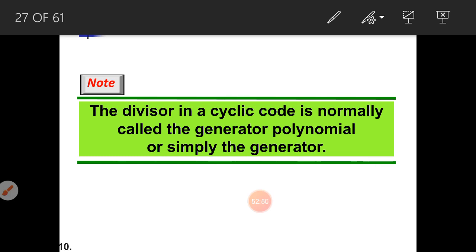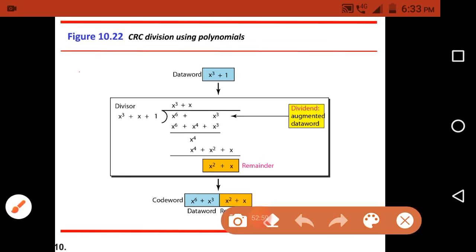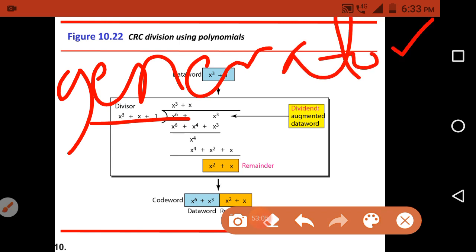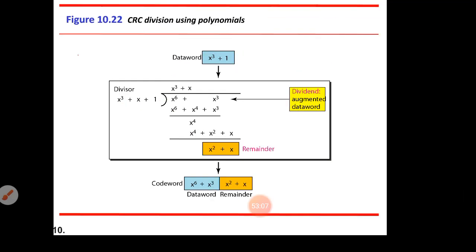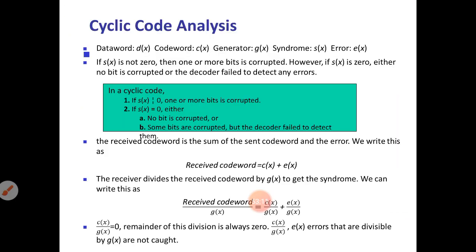So they have given one note. Division in a cyclic code is normally called the generator polynomial, or simply generator. Whatever the divisor is, we have to call it the generator polynomial. That they have given in the note here. And next we'll move to the cyclic code analysis.